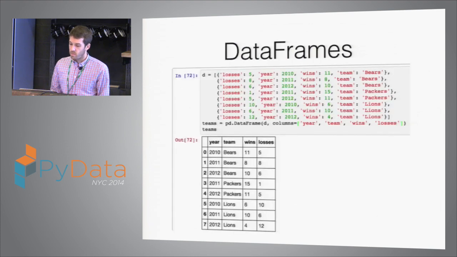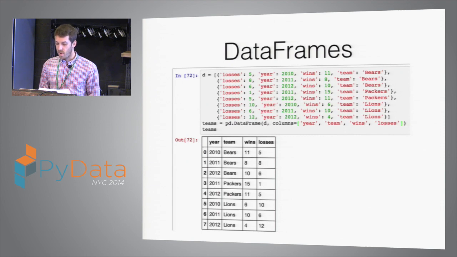Data frames. That's one of the other main structures that pandas introduces. A data frame, you can think of as an R data frame, or you can also think of it as a table in a database. You can create it many ways. Here, I'm just passing a list of dictionaries to the data frame constructor, and I'm specifying my columns and the ordering I want my columns in. If I hadn't passed that columns parameter, my columns would have been ordered alphabetically.